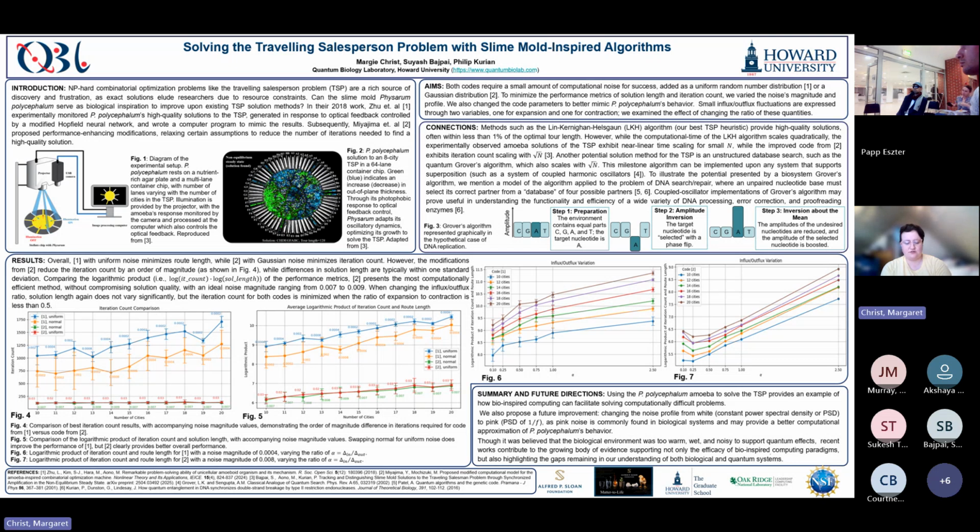If you look at the results in the bottom left regarding our first goal, the original code from Zhu et al. tends to minimize route length. And the second code, the update, minimizes iteration count. However, the differences in solution length are typically within one standard deviation of each other. It's not a huge difference, but the differences in iteration count are typically pretty big. You can see in figure 4 that there's almost an order of magnitude difference between iteration count for the first version of the code versus the second version of the code.